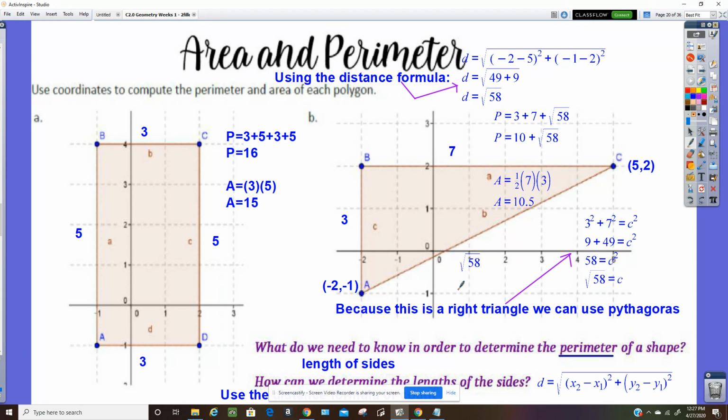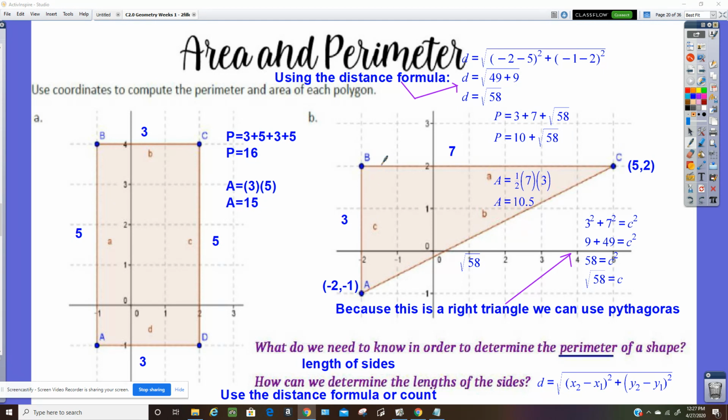So what do we need to know in order to determine the perimeter of a shape? We need to know the lengths of the sides. And how can we determine the lengths of the sides? We could usually use the distance formula, or we can just count. So if it's horizontal or vertical, we can just count the length of the sides.